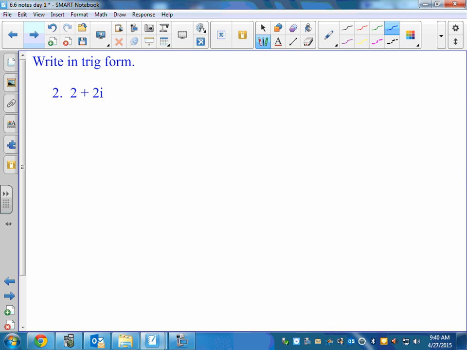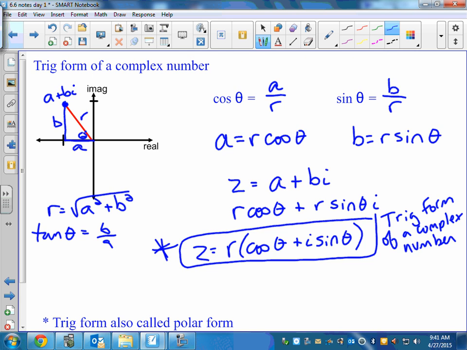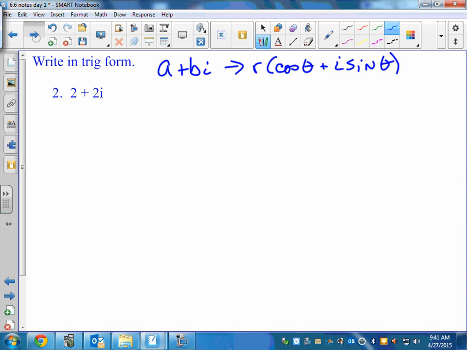So again, just a reminder, complex form is a plus bi, and I want you to change that to r cosine theta plus i sine of theta, which means you need to find r and you need to find theta. Can you find r pretty easily? How do you find r? r is like the distance, right? So it's just the square root of a squared plus b squared. If it helps, you could sketch it, especially depending on what quadrant you're in.